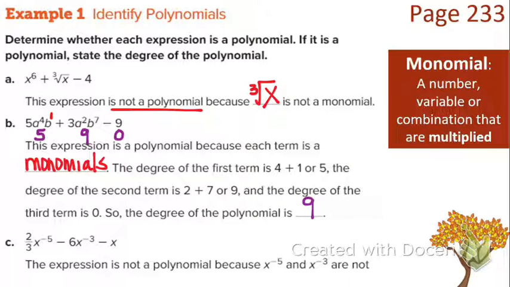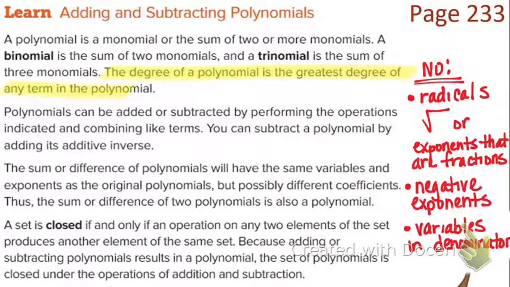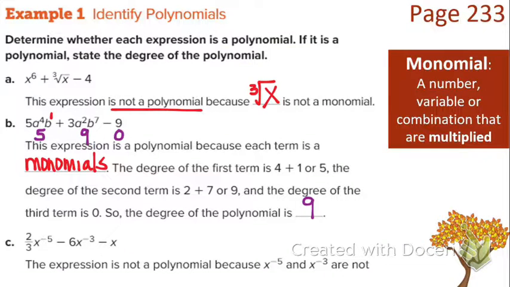All right, what about the last one? For part C, do we see any red lights? What do we have that we can't have? Negative exponents. So going back to our rules, remember we can't have any negative exponents. So the reason why this is not a polynomial is because of the negative powers. So that means that these two terms are not, and then fill in the blank, monomials.